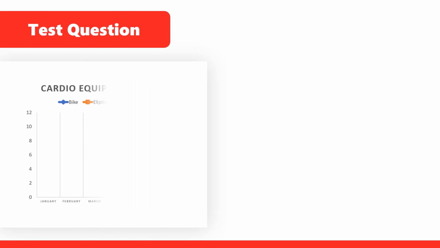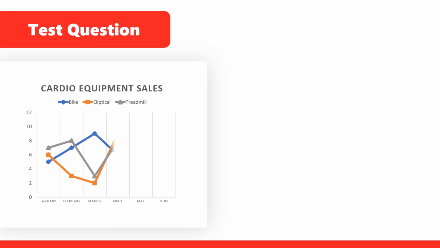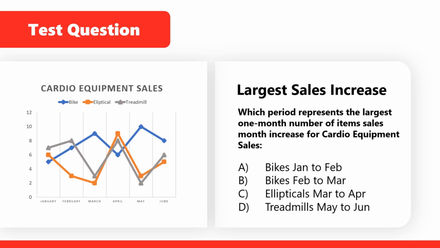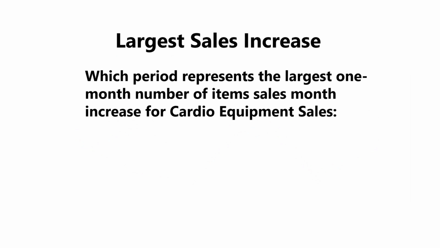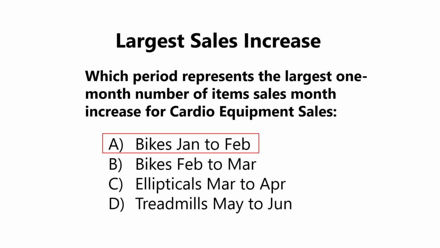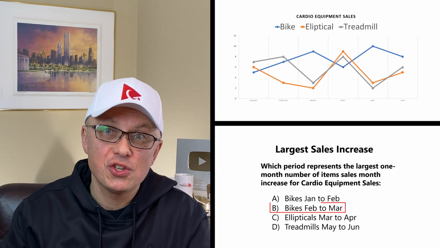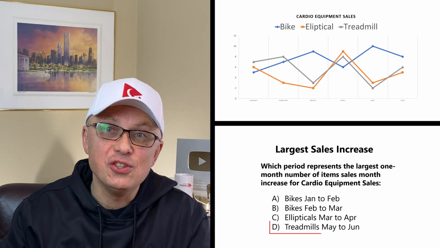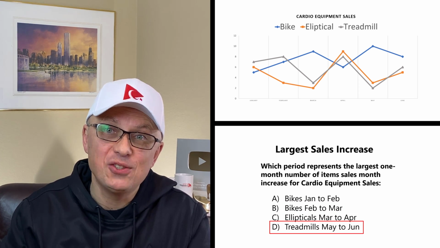The question asks you to determine the largest sales increase. Specifically, you need to determine which period represents the largest one month's number of item sales increase for cardio equipment sales. You have 4 different choices. Choice A, bikes from January to February. Choice B, bikes from February to March. Choice C, ellipticals, March to April. And choice D, treadmills, May to June.